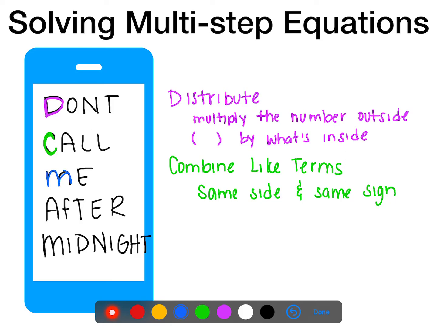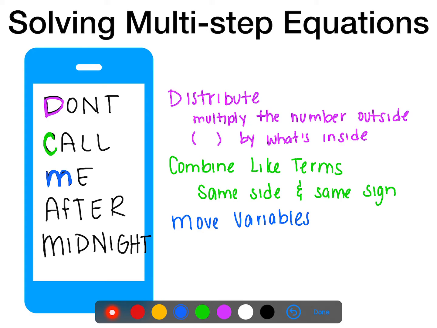The M stands for move variable. Today we're not going to have to move any variables, but when we come to class next time, then we're going to move the variables. So today, the M, which stands for move variables, we're going to be able to skip this step every time today. We'll throw that in next time.